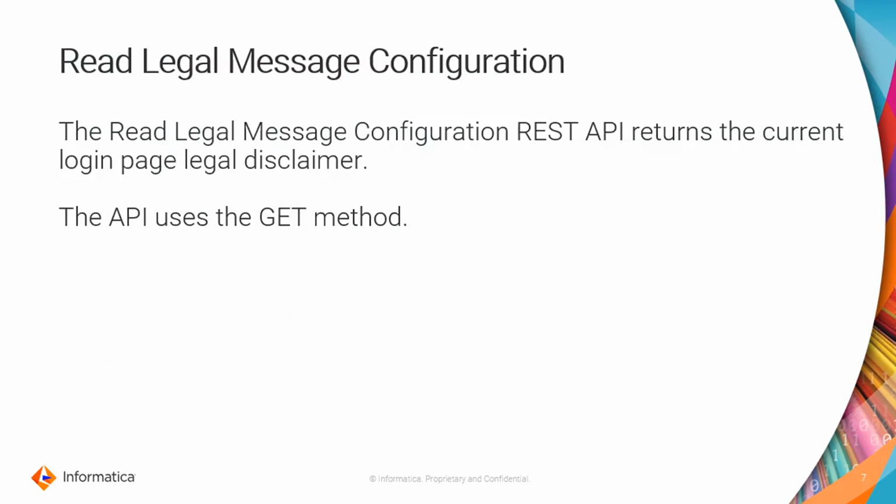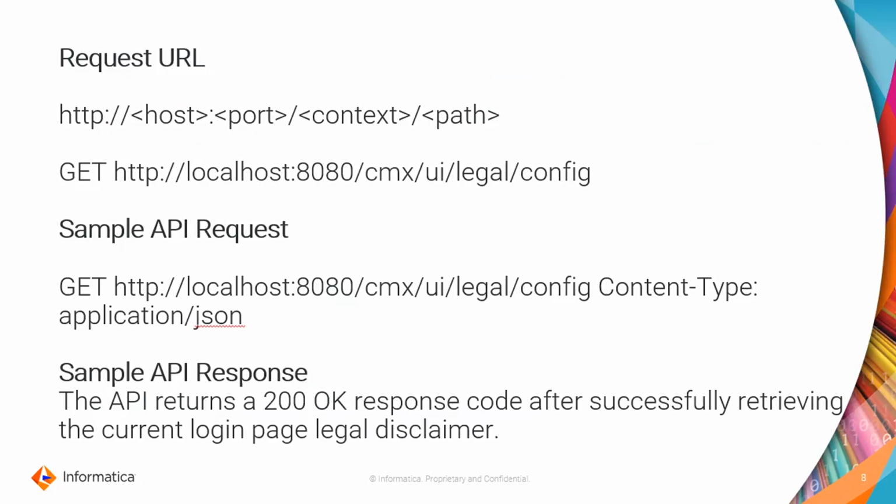Similarly, we have the read legal message configuration. Let's suppose you have already set the legal message configuration and you want to see what the contents are and how it is visible. Then you can fire the read legal message configuration API. This read API uses the GET method, so you don't need to pass any body section. Here is the basic syntax for the read message. It's exactly the same, but the method is GET instead of POST.